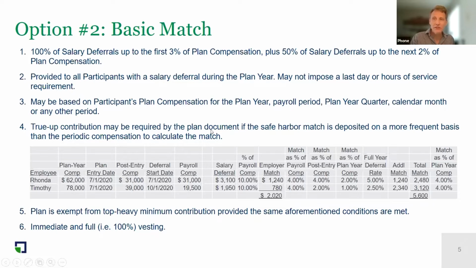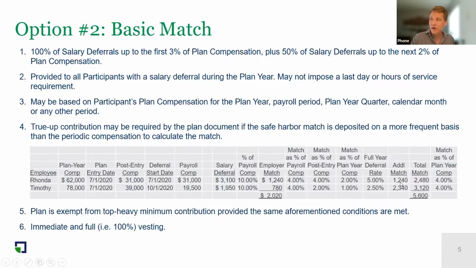defines the compensation to be used for the matching contribution as the plan year compensation, but you as an employer are depositing the matching contribution throughout the year, then you may have to make what we call an additional true-up matching contribution, because the matching contribution is calculated based on plan year compensation or post-entry compensation, not compensation for each payroll period.